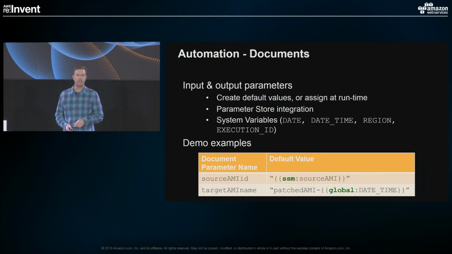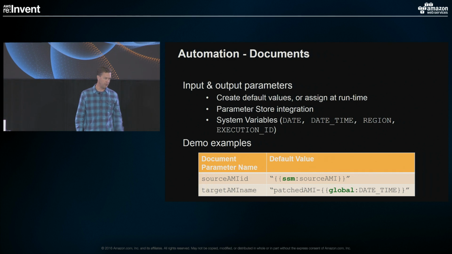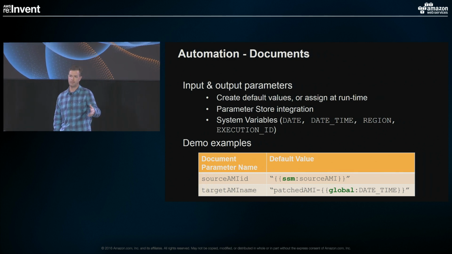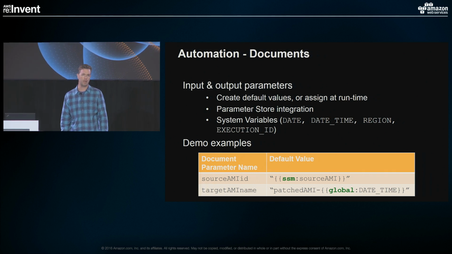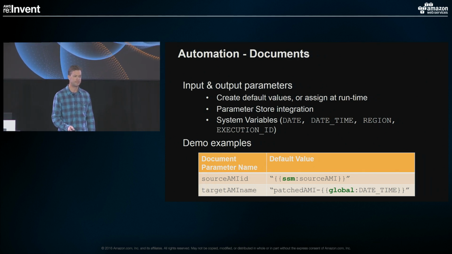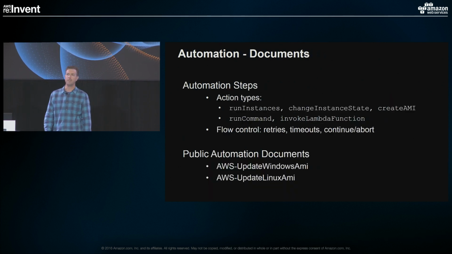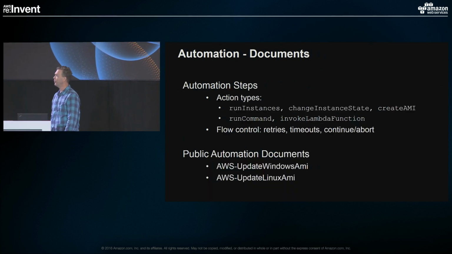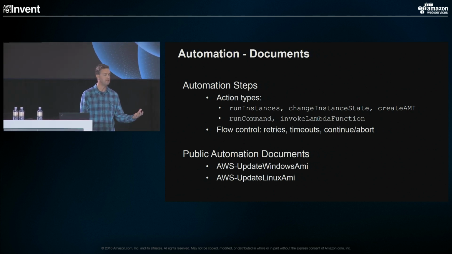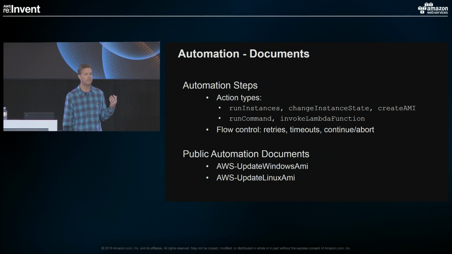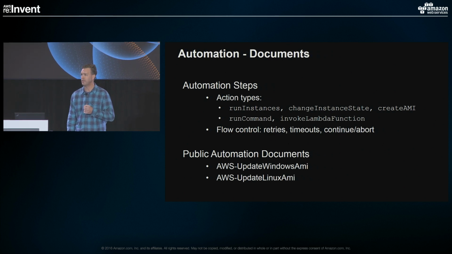So again, for automation documents, you can define input parameters and output parameters. You can define defaults. And again, we support the ability for you to reference Parameter Store parameters as well as utilize system variables. For the automation steps that we currently support, the first 3 here are a lot like they sound, right? So run instances, change instance state, create AMI, fairly fundamental.